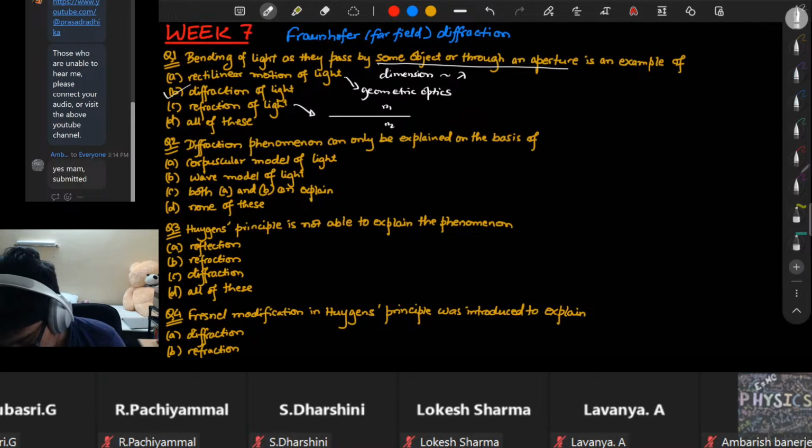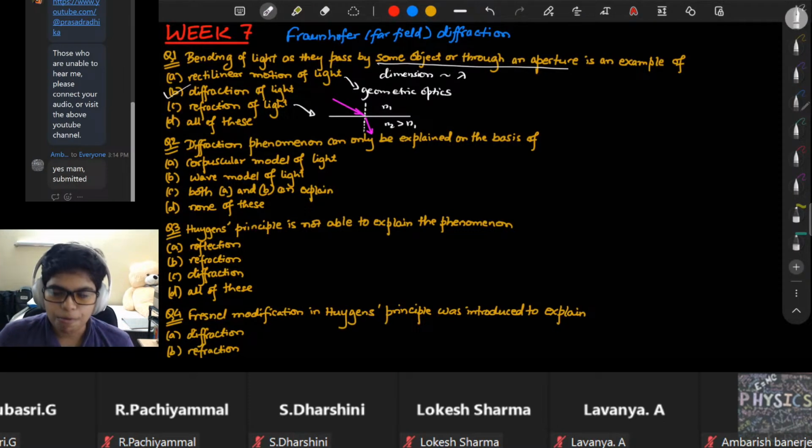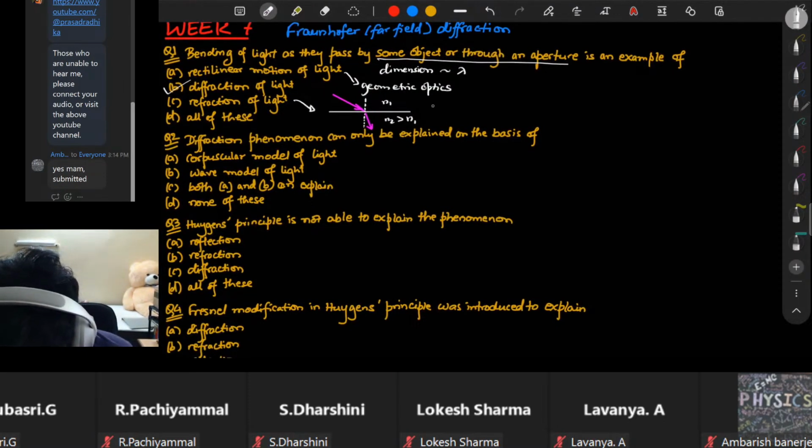Okay, and then you have a ray coming in, let's say like this. Based on n1 and n2, let us say n2 is greater than n1, then the ray will bend towards the normal like this. This is for the case when n2 is greater than n1. If n2 is less than n1, then the ray will bend away from the normal. So this is also bending of a light ray, but this is at an interface.